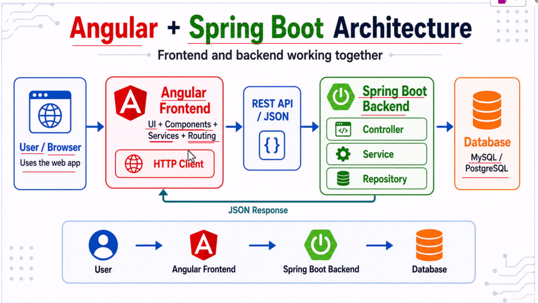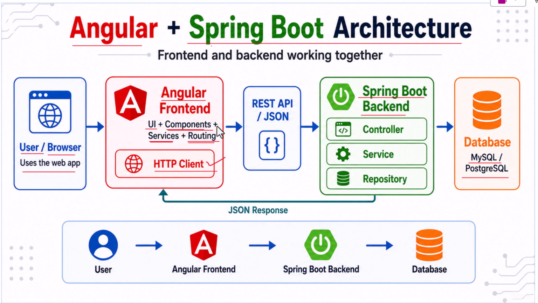This is where the HTTP client comes in. Angular HTTP client sends HTTP requests from the front end to the Spring Boot backend. For example, Angular can send a GET request to fetch data. It can send a POST request to create new data. It can send a PUT request to update existing data. And it can send a DELETE request to remove data.